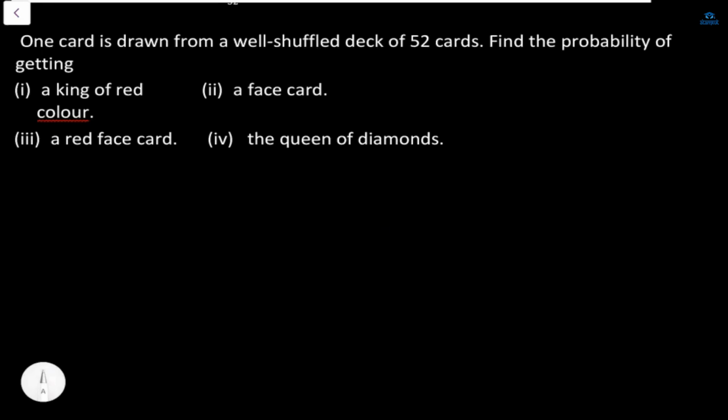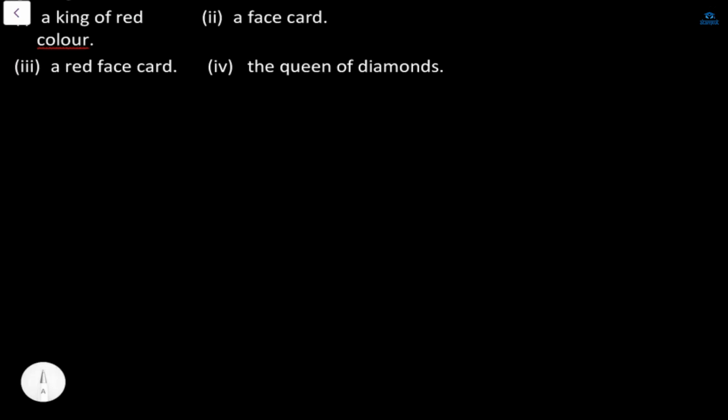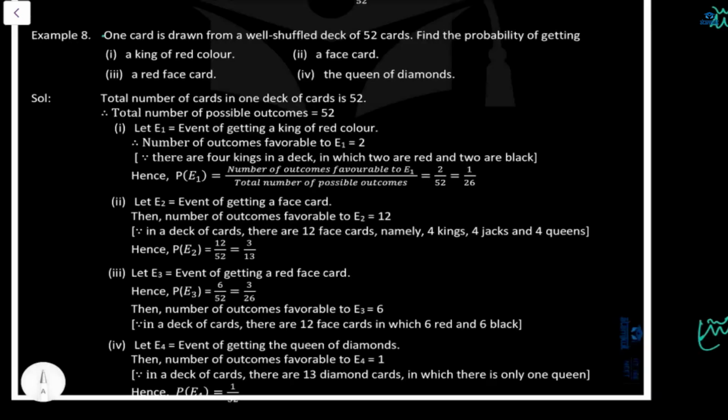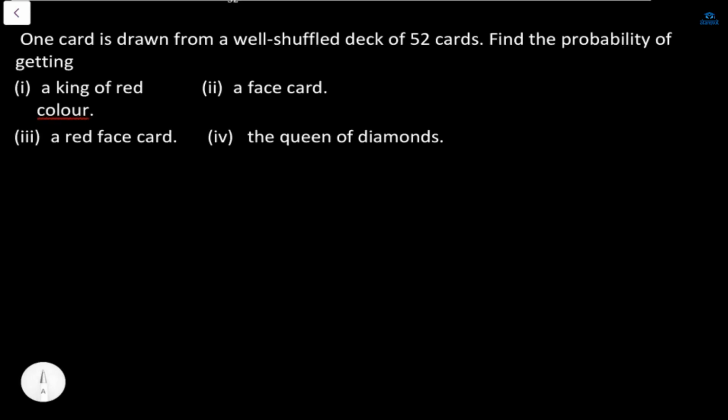Okay. Correct. The first one will be 1 by 26, because king of red color means there will be 2 kings. And the second one will be 3 by 13. The third one will be 3 by 26. And the fourth one will be 1 by 52.